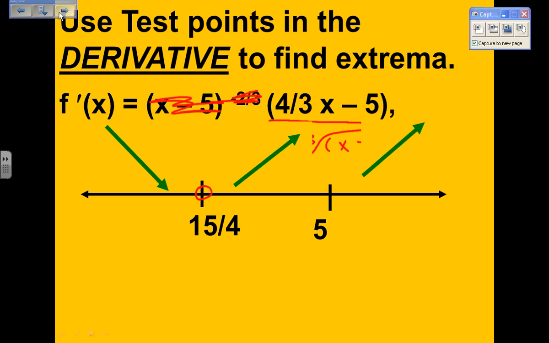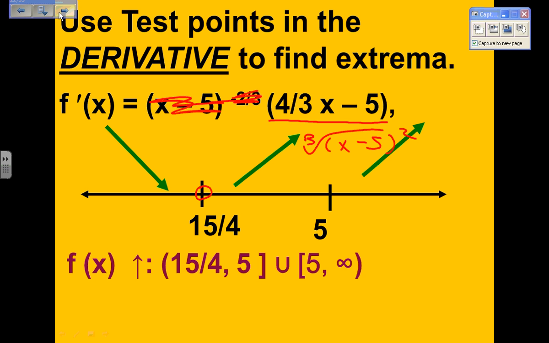So the function's increasing from, again, that should be parentheses, 15/4 to 5 and 5 to infinity would be increasing. Decreasing would be, again, parentheses, negative infinity to 15/4. All right? Got that? Just sketch a quick graph.